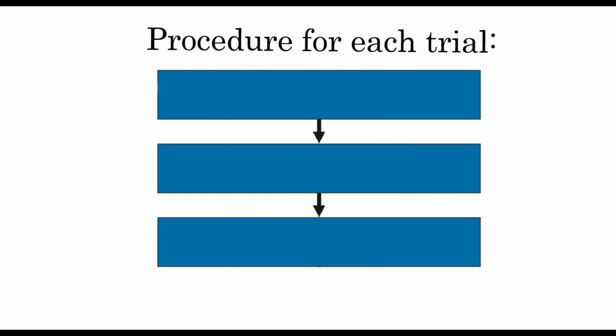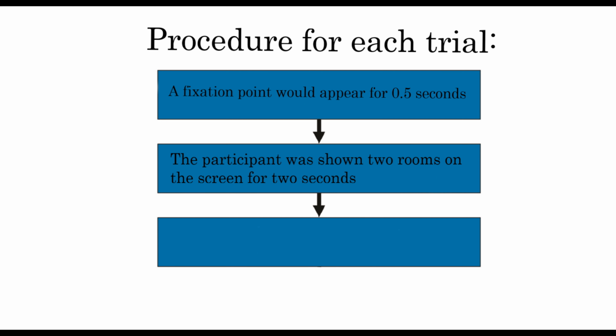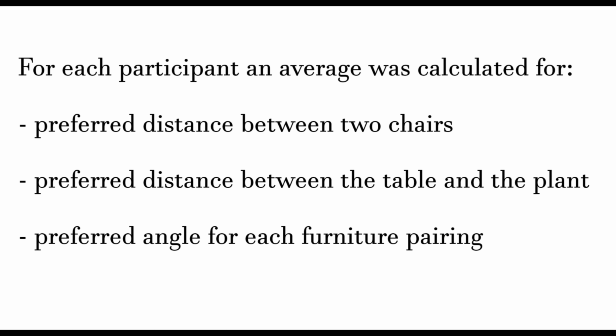The procedure for this experiment is very similar to the first one. A fixation point would appear for half a second. The participant was shown 2 rooms on the screen for 2 seconds, and then the participant was asked to choose the left or right picture, depending on which one they preferred. The average preference for each participant was calculated for the preferred distance between the 2 chairs, the preferred distance between the table and the plant, and the preferred angle for each furniture pairing.